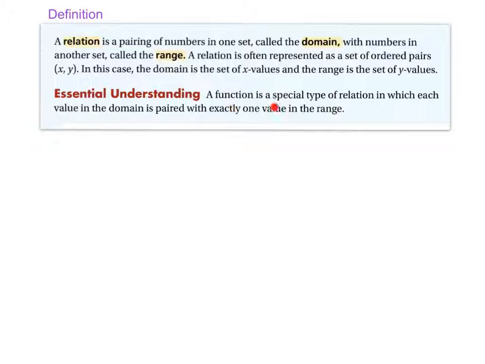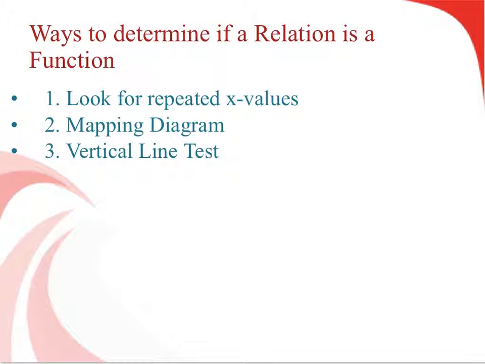A function is a special type of relation or relationship in which each value in the domain is paired with exactly one value in the range. There are three main ways to determine if a relation is a function. You can look for repeated x values, use a mapping diagram, and or a vertical line test.